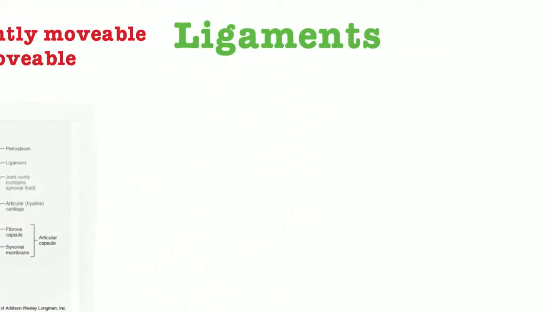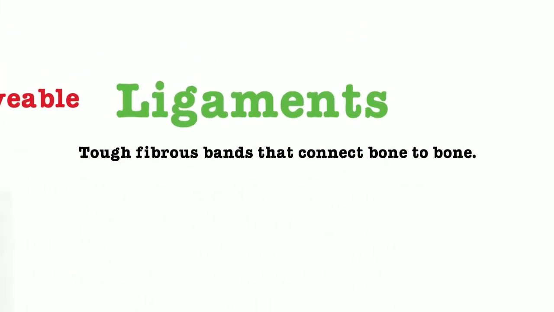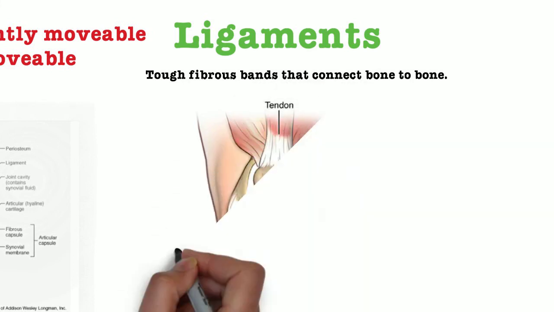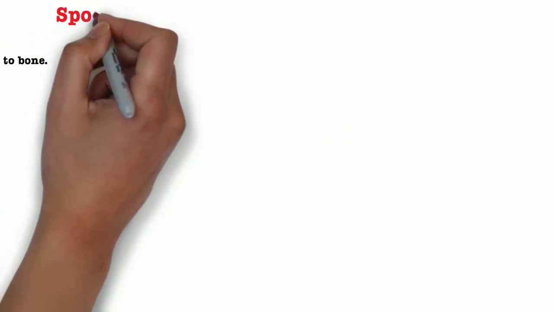The other essential part around the knee is the ligaments. Now these are tough fibrous bands that connect bone to bone. Here in this example you can see the tendon coming down. That shows that the muscle is connected to the bone, and then there are some of the names of the ligaments that are holding that joint firmly together to prevent excessive movement.